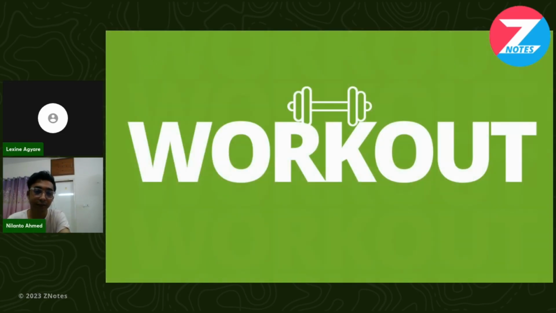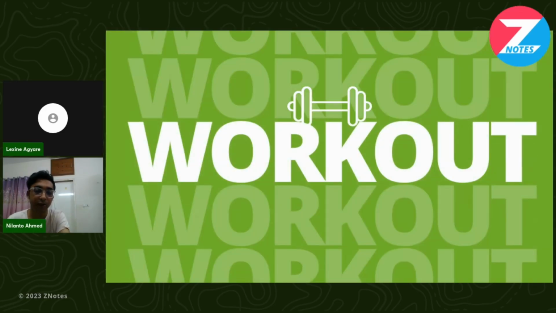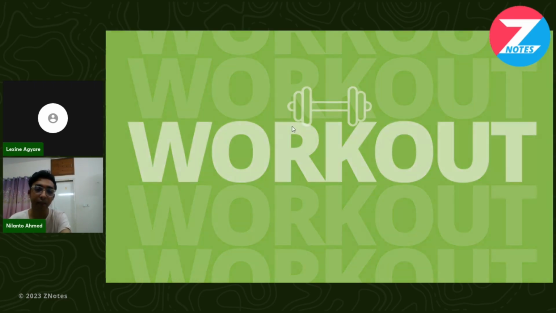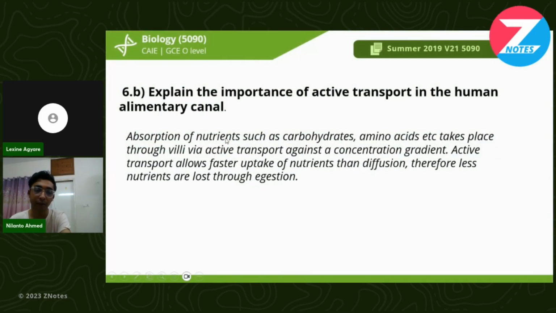Now let's check out some of the questions regarding this chapter. There is not a very hard question for this chapter since it is pretty easy, but I've still given one that may cause some confusion. Explain the importance of active transport in the human alimentary canal. The answer that I've given: absorption of nutrients such as carbohydrates and amino acids takes place through villi via active transport against a concentration gradient. Active transport allows faster uptake of nutrients than diffusion, therefore fewer nutrients are lost through egestion.